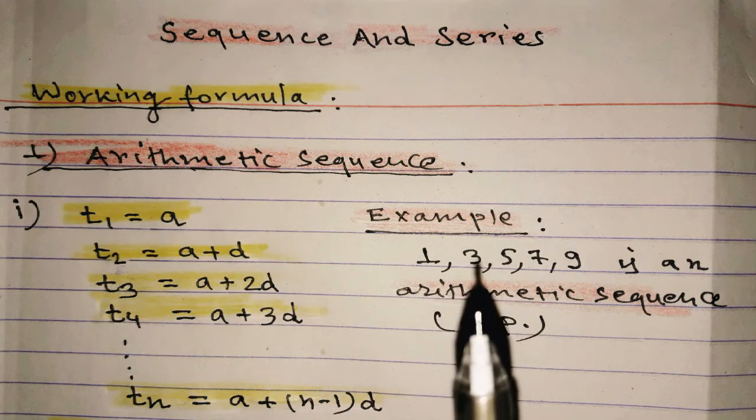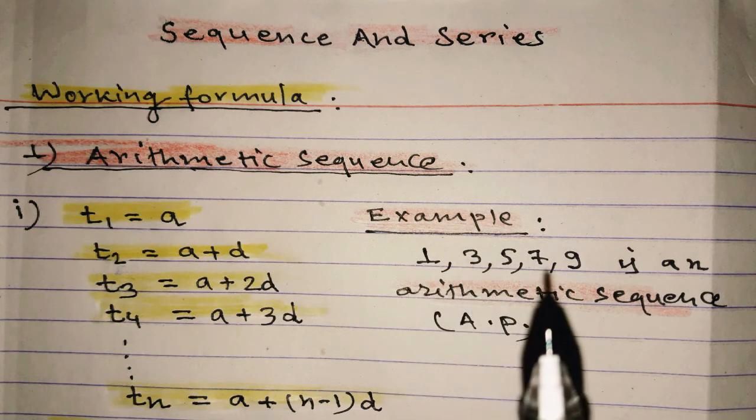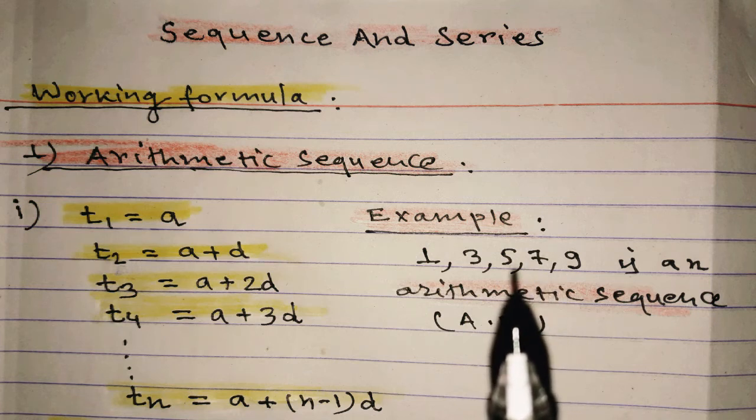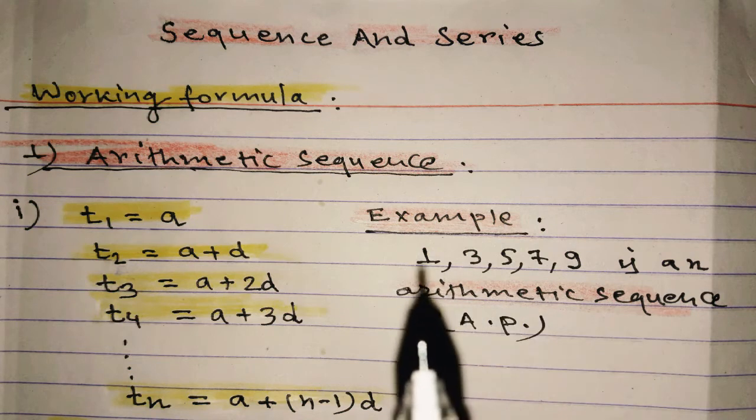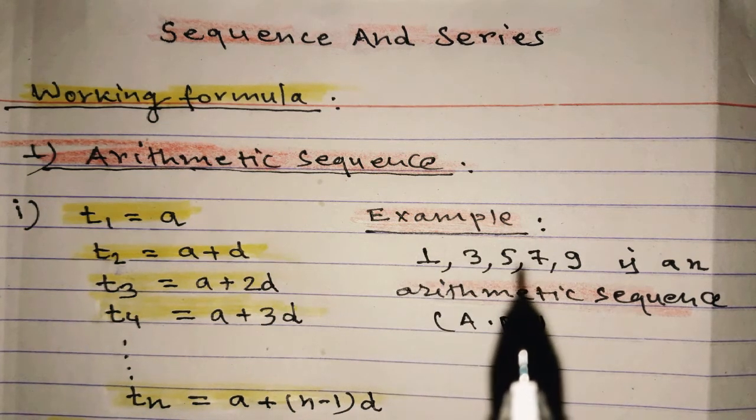Again, if we take any two numbers, 3 and 7, then 3 plus 7 is 10, and 10 divided by 2 is 5. So the arithmetic mean between any two numbers of an arithmetic sequence is obtained by the formula A plus B by 2.